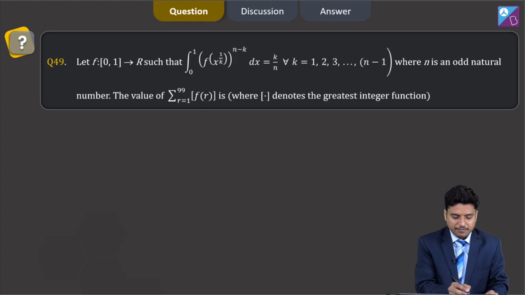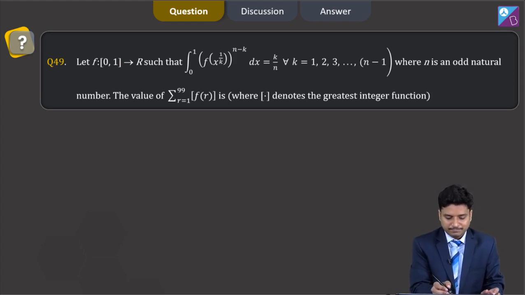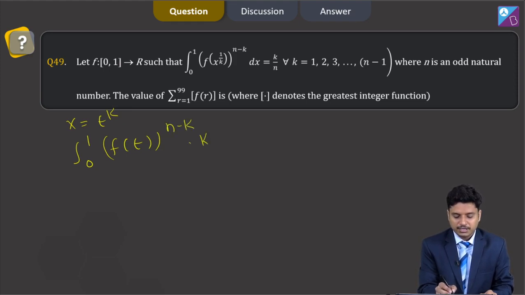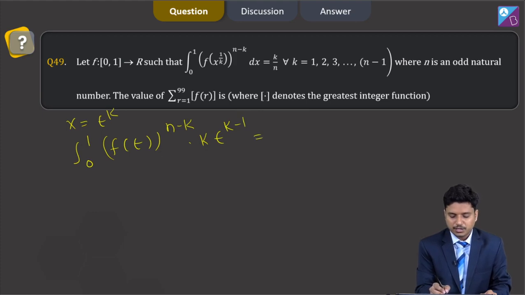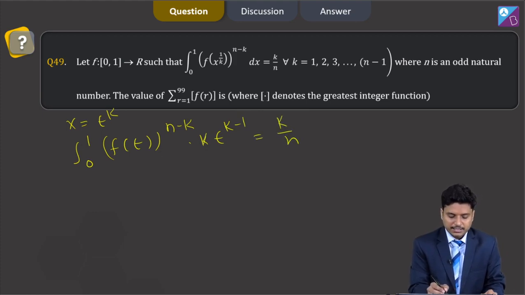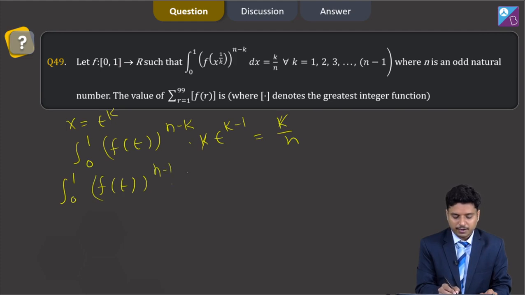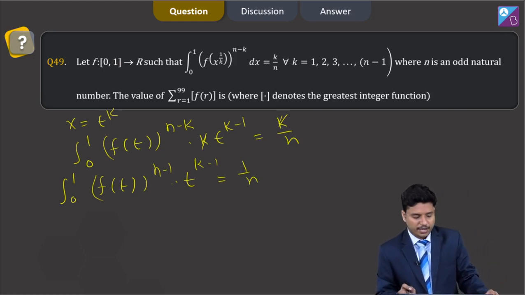So what you can see, first of all we try to eliminate this fractional power. If we put x equal to t raised to power k in this given integration, this will be integral 0 to 1 of f of t raised to power n minus k, and for dx it will be k into t raised to power k minus 1, which is equal to k by n as given. So k and k get cancelled, so this is equal to integral 0 to 1 of f(t) raised to power n minus k into t raised to power k minus 1 is equal to 1 by n, for all these 1, 2, 3 up to n minus 1.